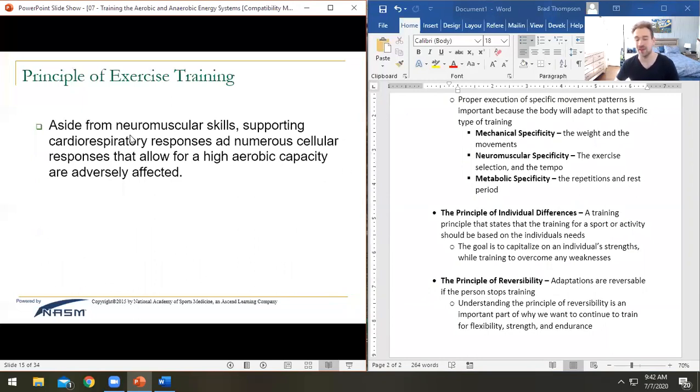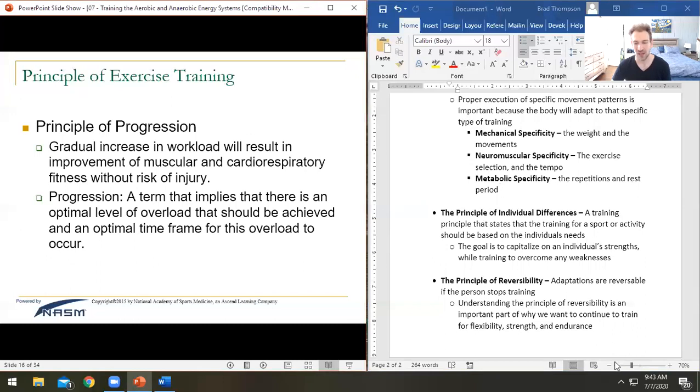Yeah, and here's the big one that we say here. So aside from neuromuscular skills, and that's the one thing, ironically, muscle memory will maintain for quite some time, your aerobic capacity disappears quick. So aside from neuromuscular skills, supporting your cardiorespiratory responses and numerous cellular responses in order to have a high aerobic capacity.